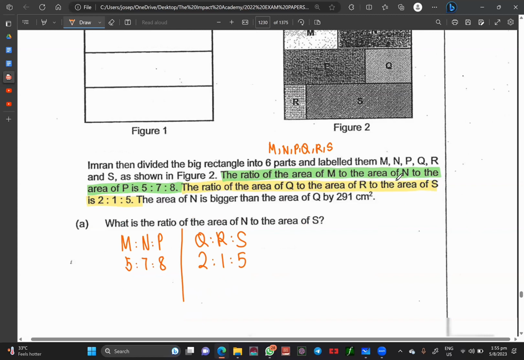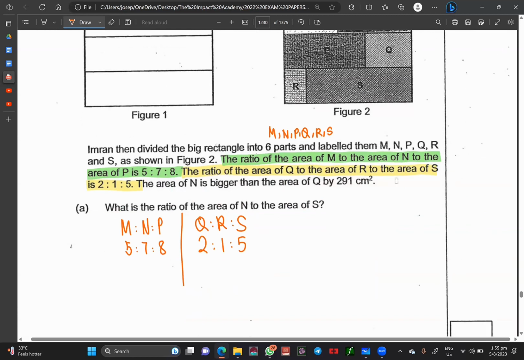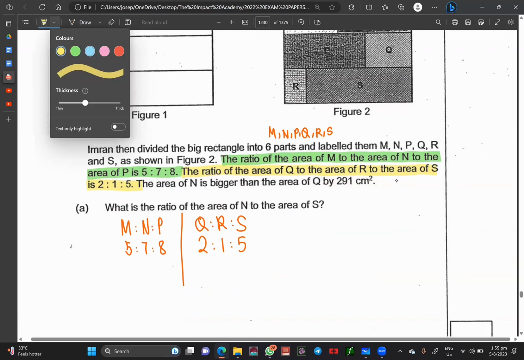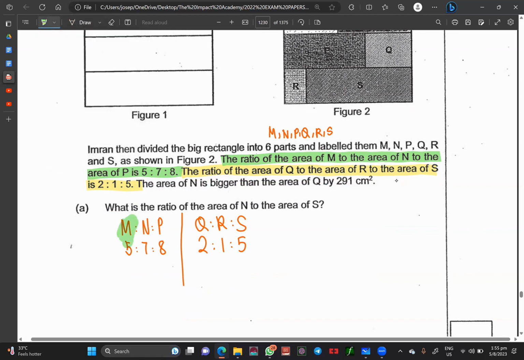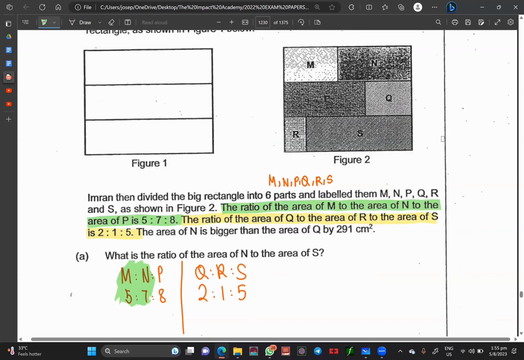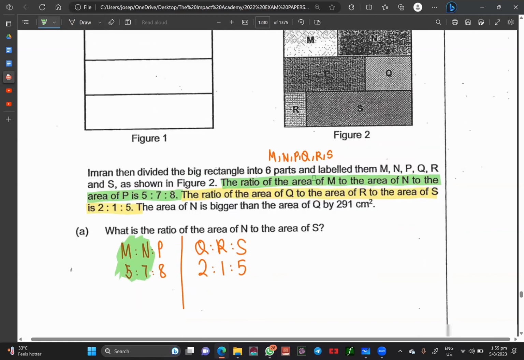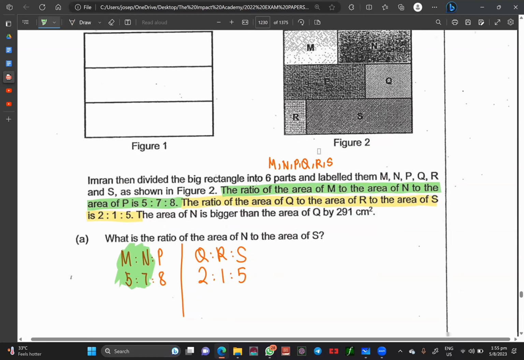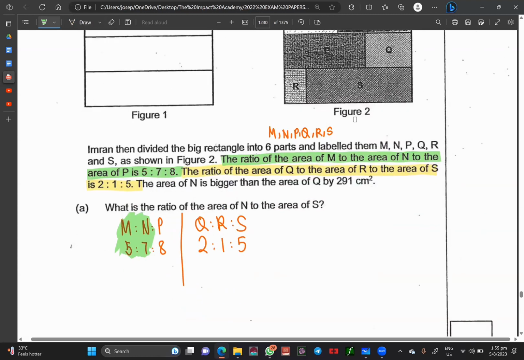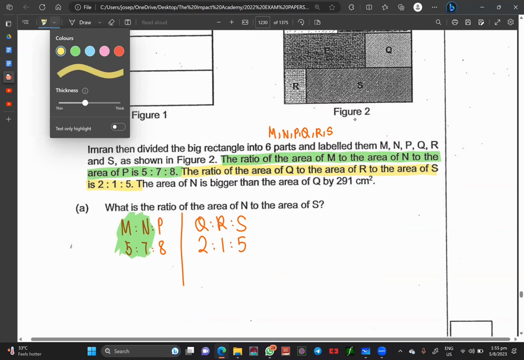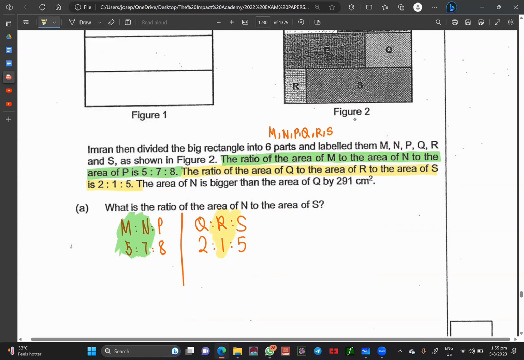Okay, now you need to ask yourself, let's go one by one. M and N. So we are going to look at M and N first. I'm going to use green color to highlight M and N. M and N is 5 and 7. Okay, and then when I look at Q and R, in fact, no, I shouldn't look at Q and R, I should look at R and S. R and S, as you can see over here, it's only 6.